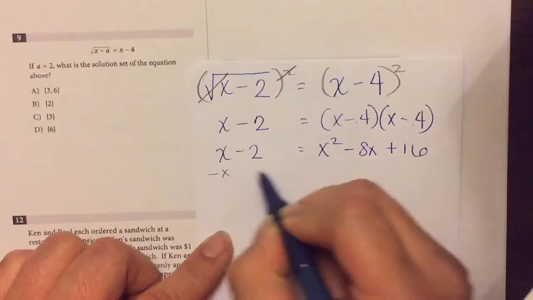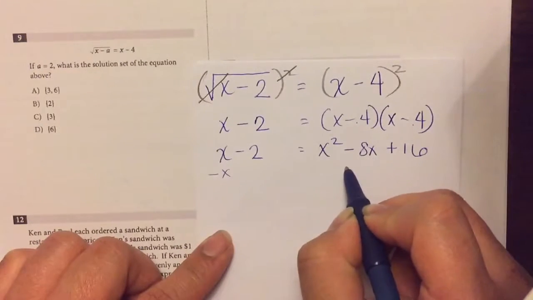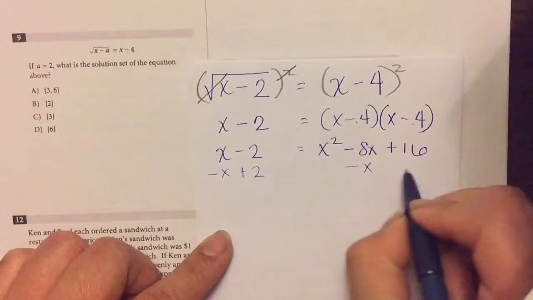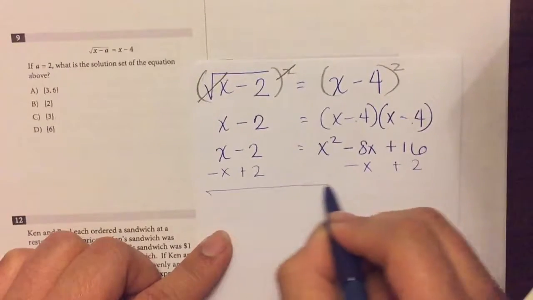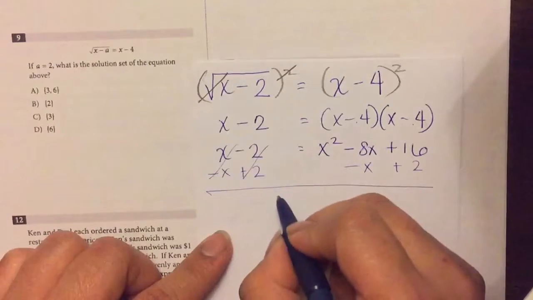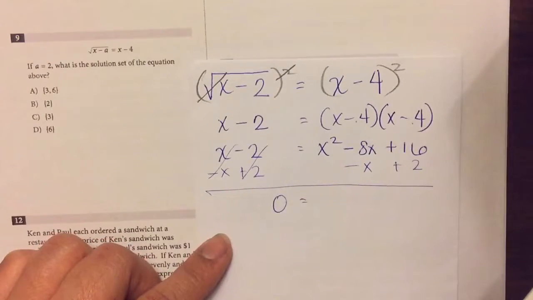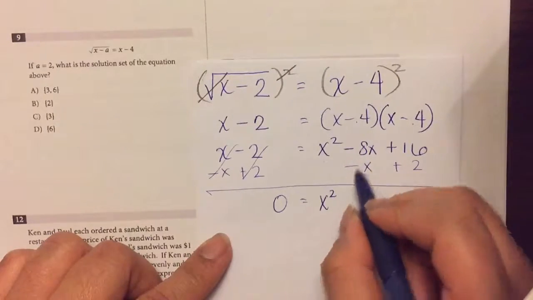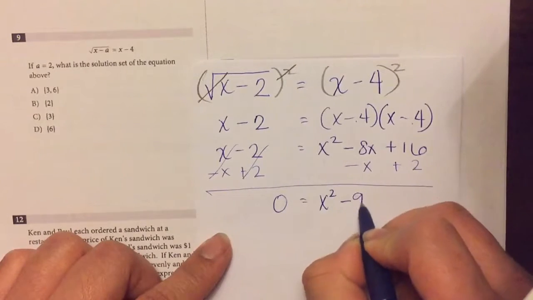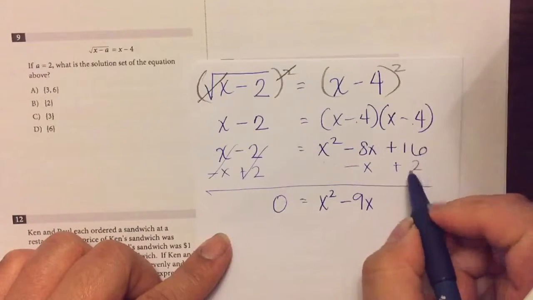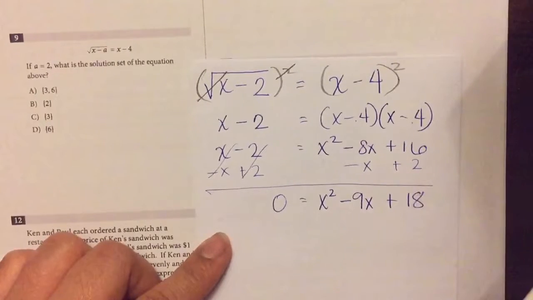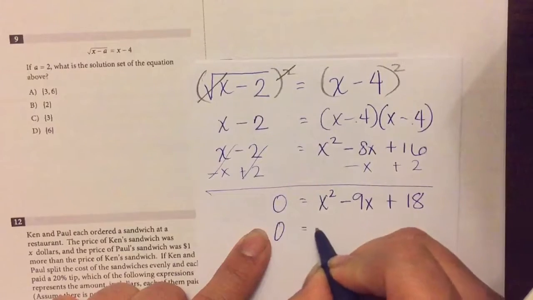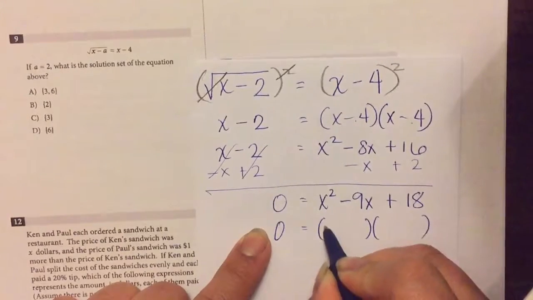So minus x on both sides. I'm going to put that under here on the linear term, or first degree term. And plus 2 on both sides here. So this will be 0 on the left, intentionally. X squared, negative 8x minus x is minus 9x. 16 plus 2 is 18. Now that we have 0 on the left side here, we can go ahead and factor the right side.